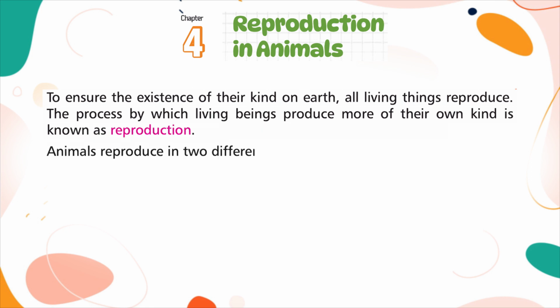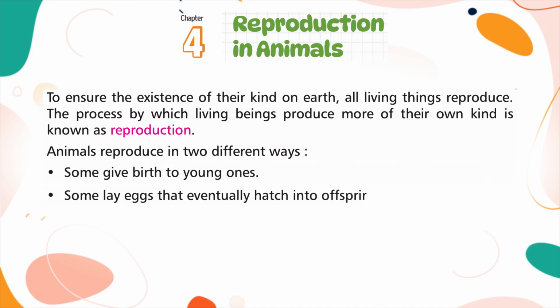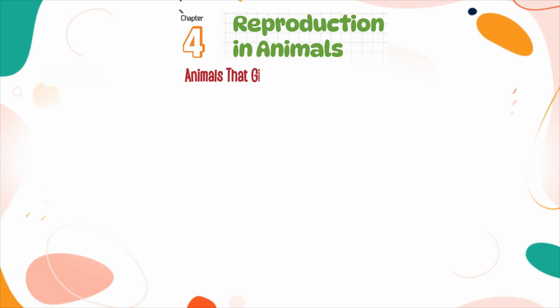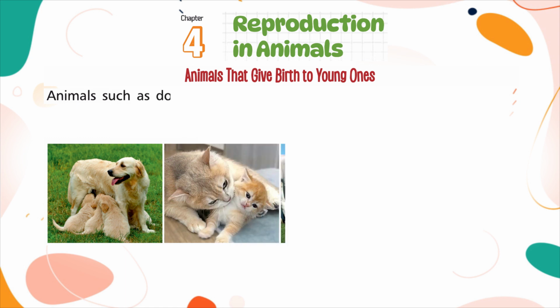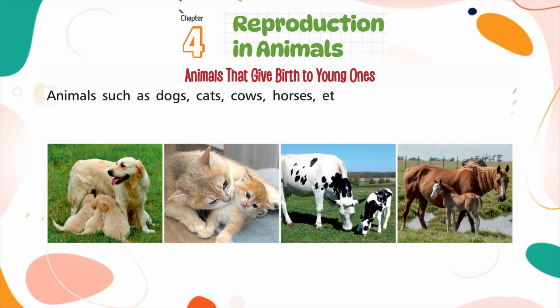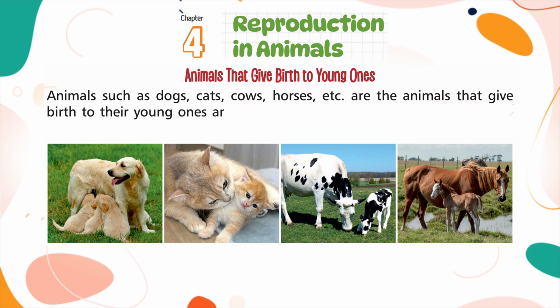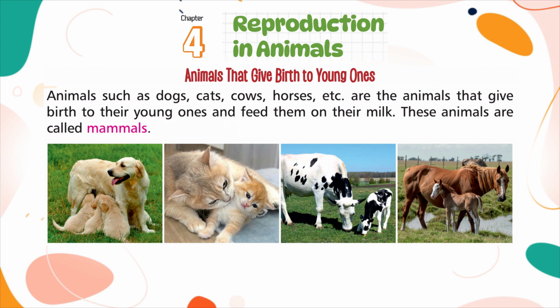Animals reproduce in two different ways. Some give birth to young ones. Some lay eggs that eventually hatch into offsprings. Animals that give birth to young ones. Animals such as dogs, cats, cows, horses, etc., are the animals that give birth to their young ones and feed them on their milk. These animals are called mammals.